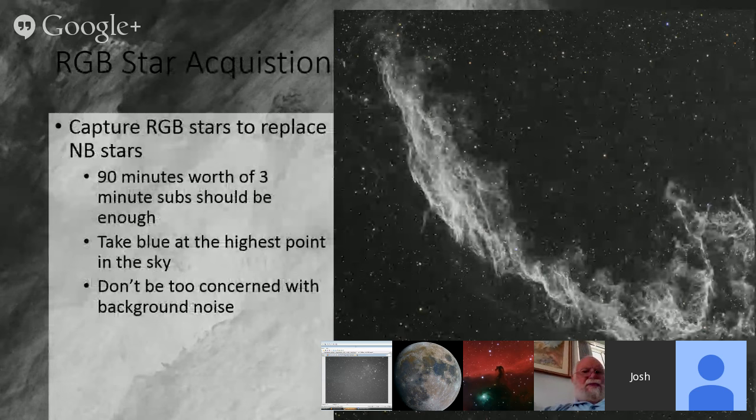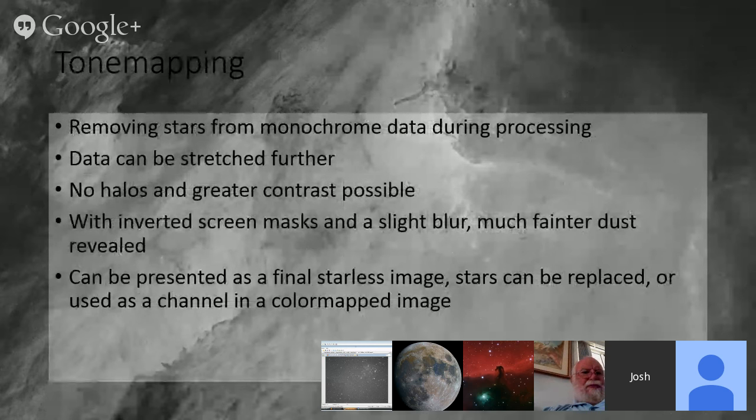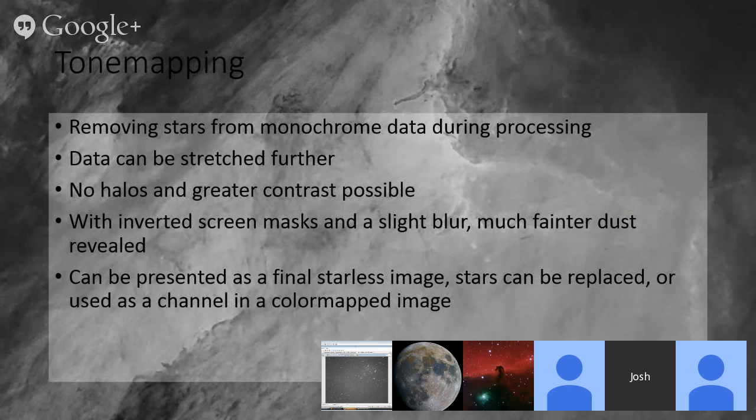So going forward, I will go into some of the meat of actually processing narrowband data and getting it ready to present, or getting it ready to combine with other narrowband data to make a color image. So the big thing that a lot of us work on is tone mapping. There are quite a few people who've done a lot of tutorials on tone mapping, a handful of different approaches, but the main idea is that you're going to remove your stars from monochrome data during processing to allow you to stretch it further and get more out of the image.